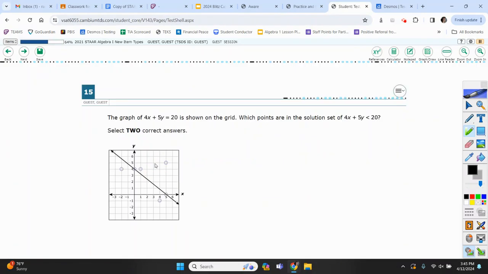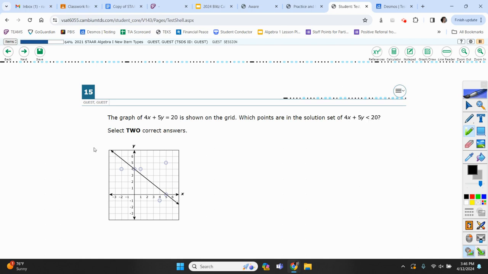All right, so now we're on the third page, number 15. And again, we see the first step is to solve for y. That's always going to be your first step, solve for y. Because if I want to graph this, I need to know what it looks like. So notice it gives me an equation, and then it says which points are in the solution set of this inequality. They changed the equal sign to a less than.